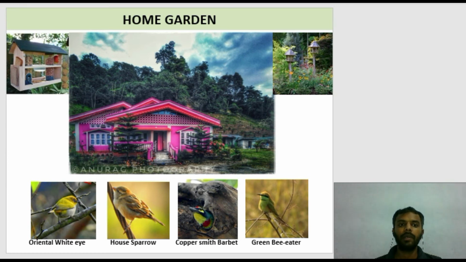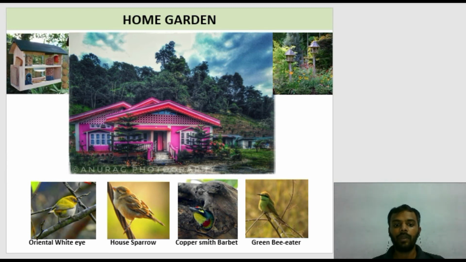Now the next habitat is your native place. It's called the home garden. The home garden is also an important habitat of many small birds where they do nesting, they do foraging, they do feeding. Now it is up to you. How do you treat them? Whether you would provide them space or let them go.